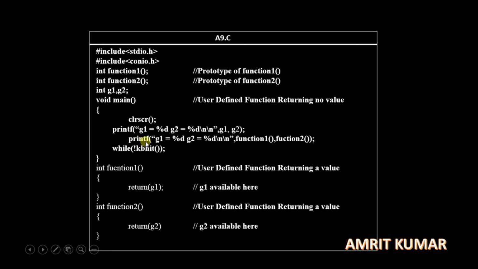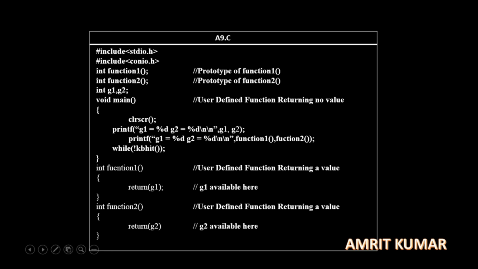After that, I have used the variables G1 and G2 again, but with the help of function f1 and function f2. If we call the function, it will go to function f1 and return the value of G1 here. So whatever the value of G1 is, that will be stored here. After that, I am calling function f2, so this will go there and return the value of G2. So the value is going to be returned here. This is how it is going to work.